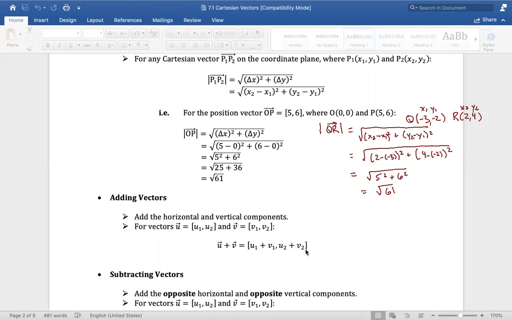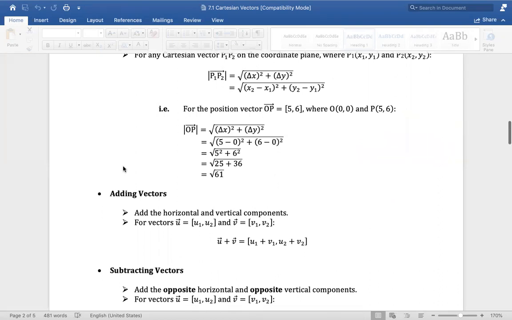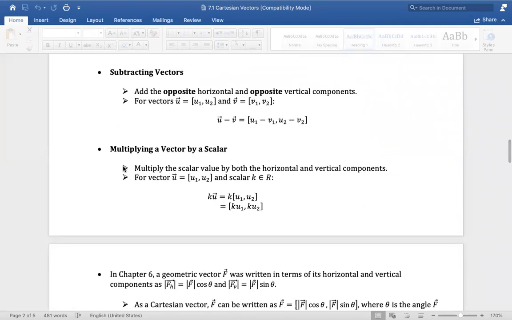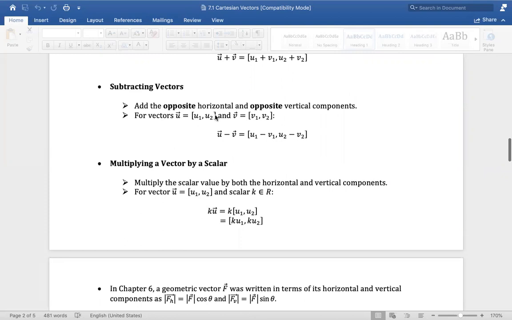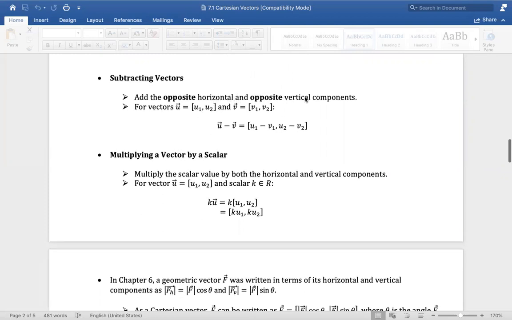So again, you might want to do v2 plus u2, to make sure you're always doing it in that order. And then to subtract vectors, you're just going to add the opposite, like we have in the past. So add the opposite of the horizontal and the opposite of the vertical components. Again, for vector u, horizontal and vertical component, and vector v, horizontal and vertical component, if I'm subtracting them, I would subtract u1, the x value, minus v1, the first position minus the second position. Because I'm subtracting, I'm doing the opposite. And then take the first y position and subtract the second y position. Okay.